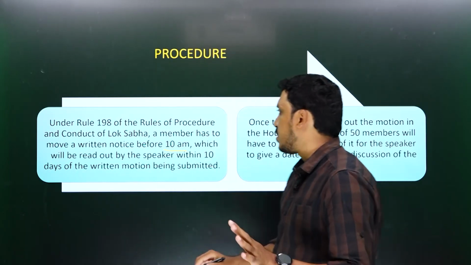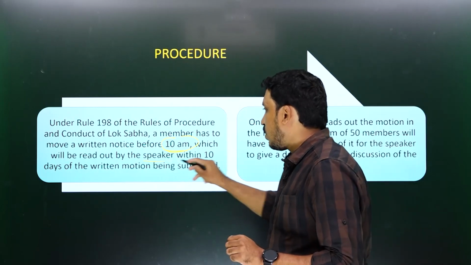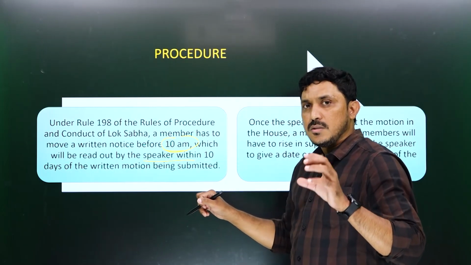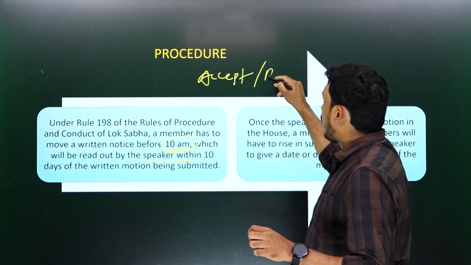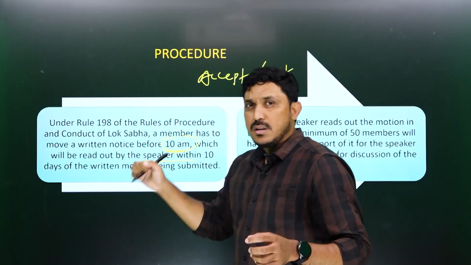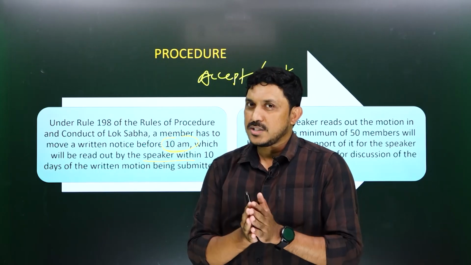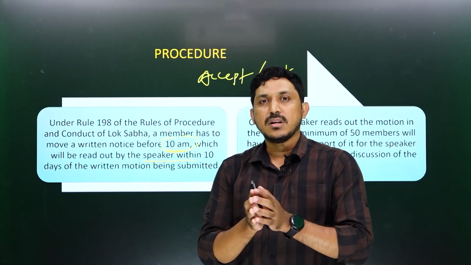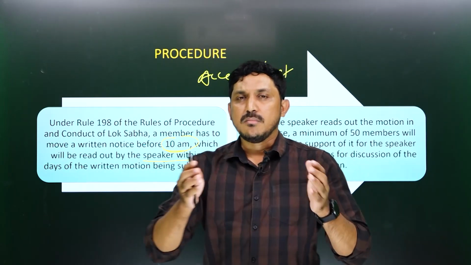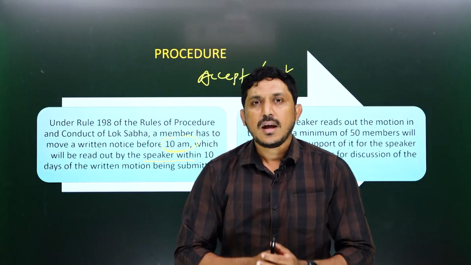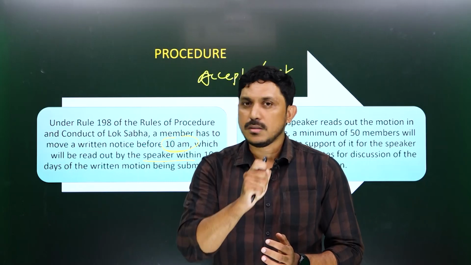I will just read some of the points here. Before 10 AM you have to submit this notice, and the Speaker will read that notice. The Speaker has the option whether to accept or not accept. Very important point again, the Speaker can accept or not accept this proposal. Once the Speaker admits this proposal, the Speaker has 10 days to allot a particular date. Usually the Speaker will convene a meeting of the different parties of the house, discuss this proposal with them, and assign one date, and on that day the debate will happen.